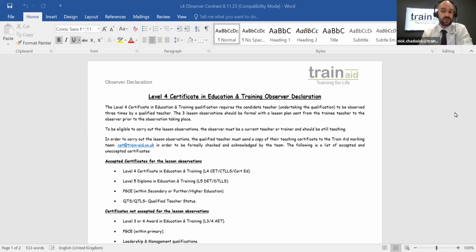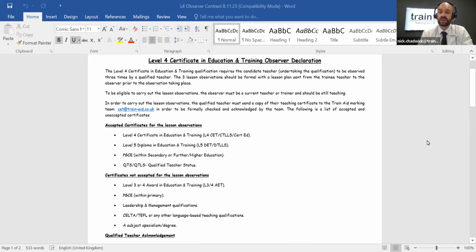So every successful Level 4 CET learner has an in-house mentor who's going to support them with their 3 lesson observations, and also to check in with them regularly to see how they're progressing with their Level 4 teaching course. To be eligible to be a mentor for anyone embarking on the Level 4 teaching course, you must be a current teacher. So you must be a current practitioner, whether you're teaching perhaps part-time or full-time, and you are seeing the candidate on a regular basis as well.